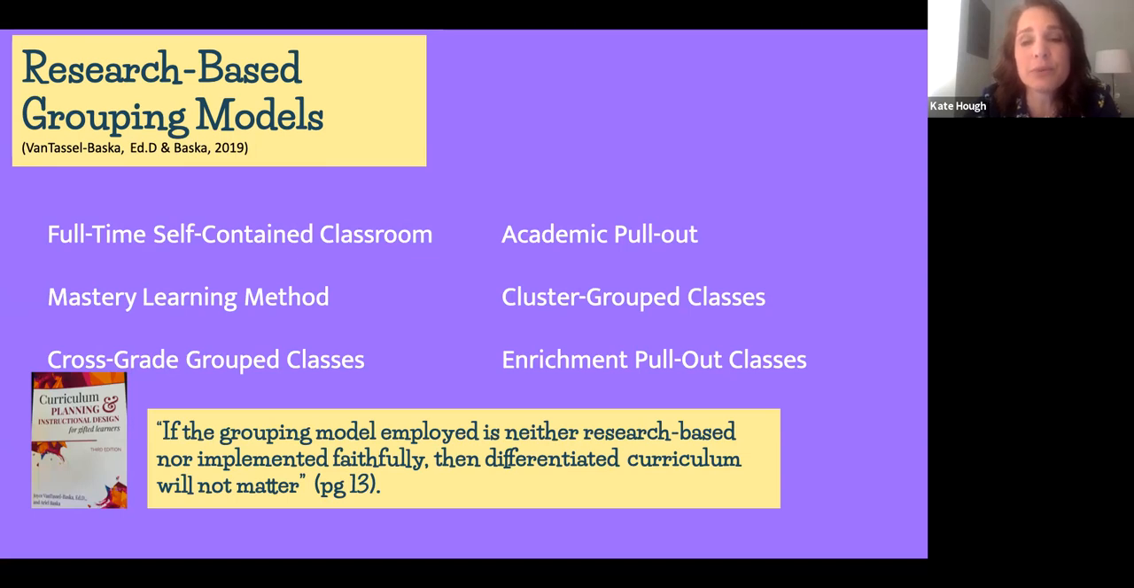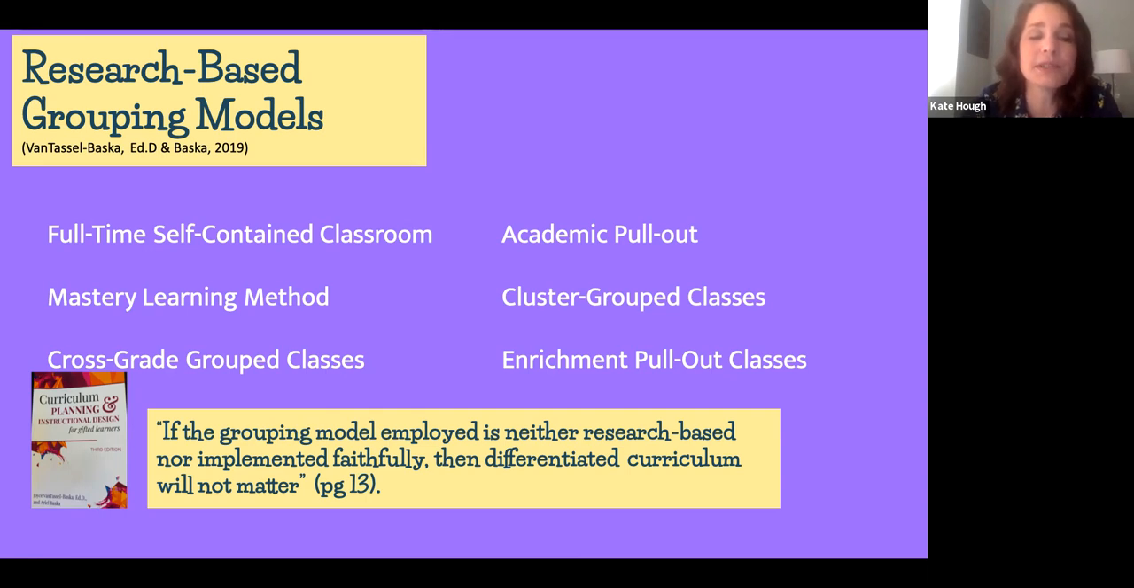And then enrichment pullout classes would be like your seminar. Some districts in the past have used a model where on Wednesdays you go to HAL the entire day and you work on extraneous activities there.